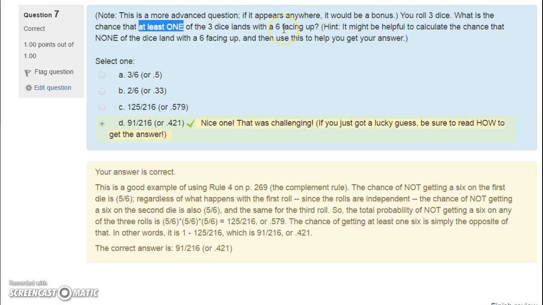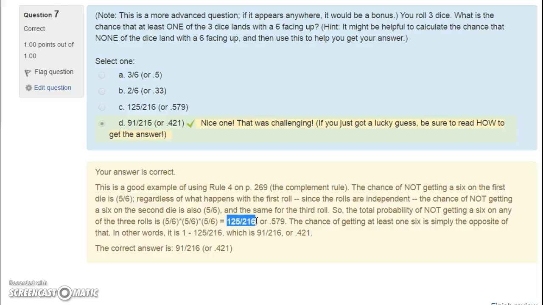In that case, to not get any 6s, we'd have to get a 1, 2, 3, 4, 5 on each of our rolls. So on the first roll, we'd have a 5/6 chance. Second roll, we'd have a 5/6 chance. Third roll, we'd have a 5/6. They're all independent. None of these rolls impacts or affects the other rolls. So that would give us 125 over 216.